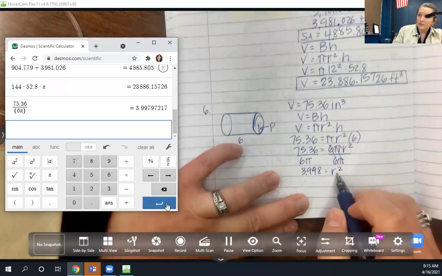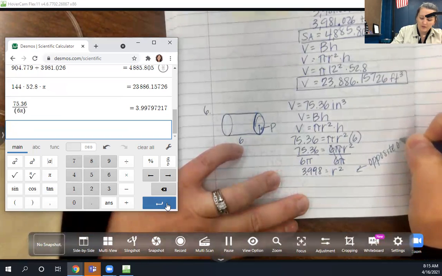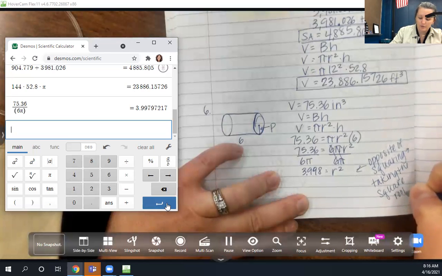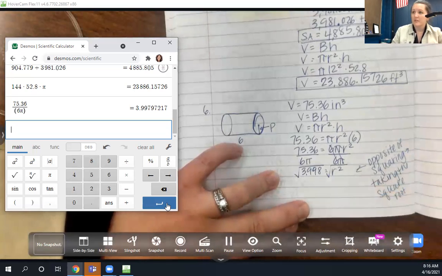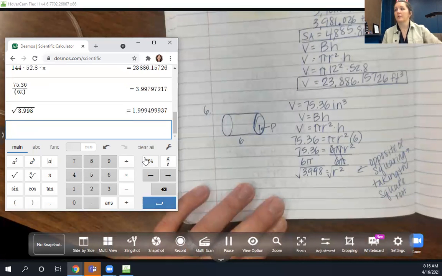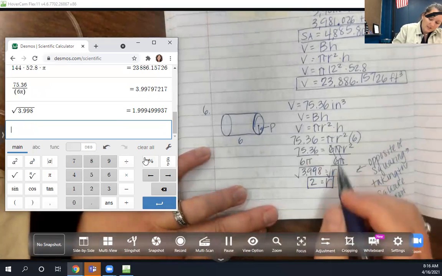What do I do now to solve for r? What is the opposite of squaring? And we get stuck on this a lot. It's taking the square root. Okay, the opposite of squaring is taking the square root. So in order to solve for r, we're going to take the square root of both of these numbers. So let's see what this is. The square root of 3.998 is really close to 2. So let's just go ahead and round that up to 2. So our radius here, P, is 2.